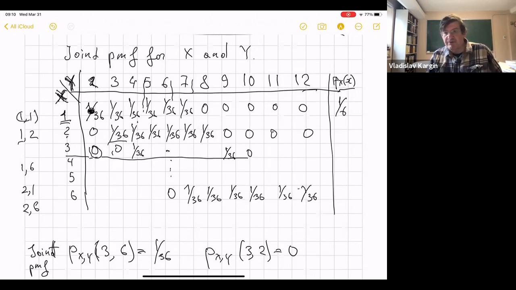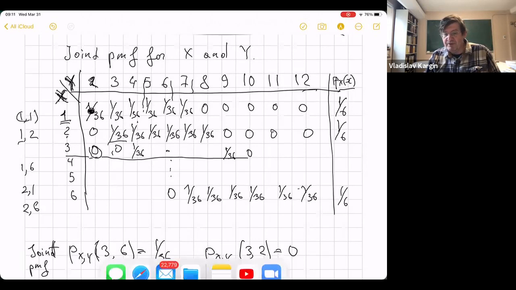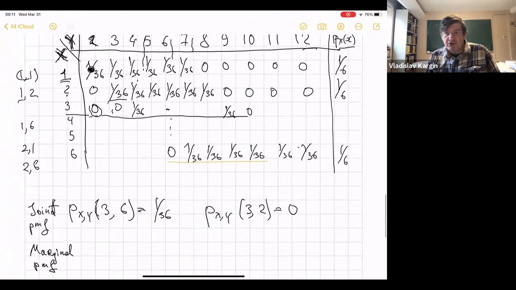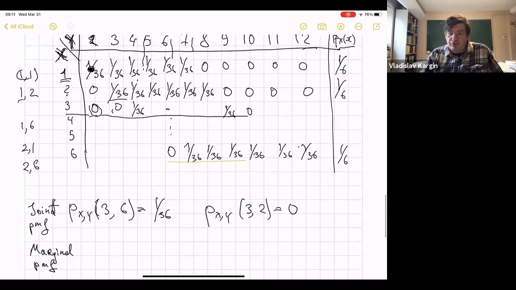You can see that in every row it will be the same thing: 1/36 added up 6 times, so 1 divided by 6. So in this case, the marginal distribution for x is equal to 1/6. And it's obvious even before this calculation, because this random variable is just the number on the first die, and we know that this is equiprobable, so it's equal to 1 divided by 6. So this is the marginal distribution for x.